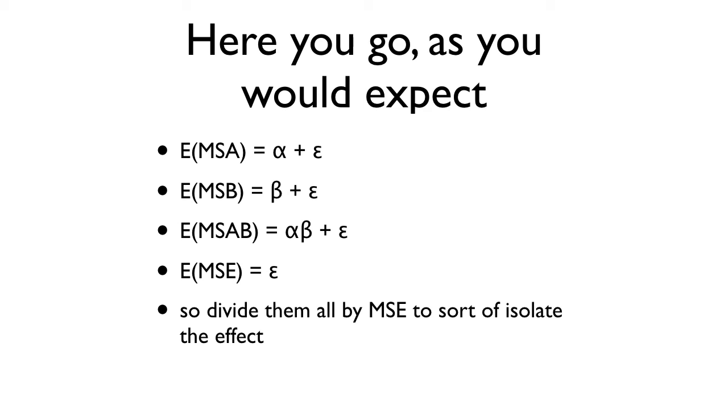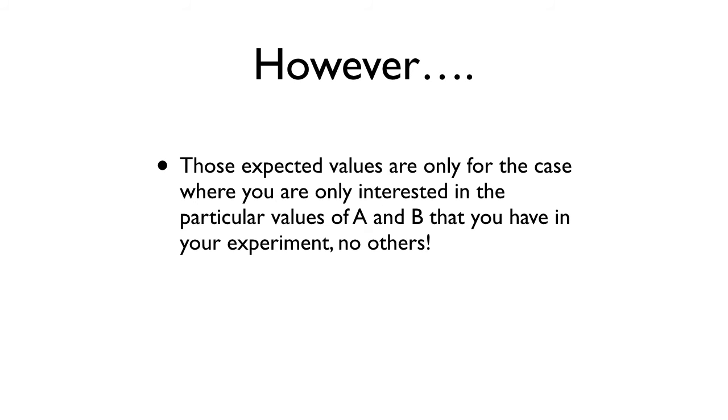Now, however, whenever I say something's easy, there's always a however. Those expected values actually only work when you are only interested in those very levels of A and B and no other levels. And you're thinking, what? How could that be? How could it be that what I'm interested in affects math? That's not actually what it is. It sort of works the other way.